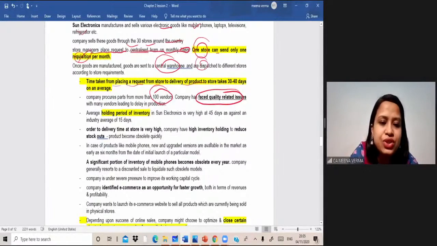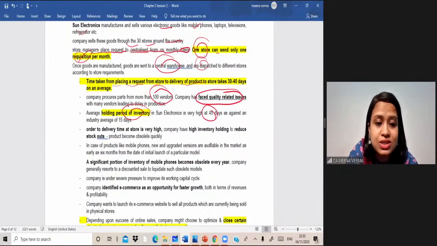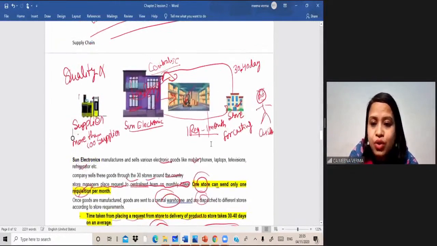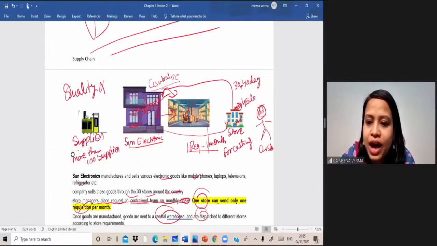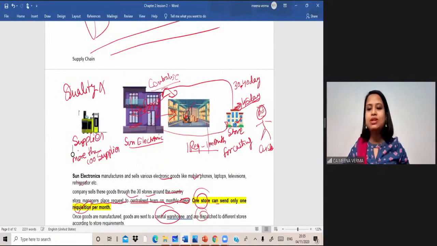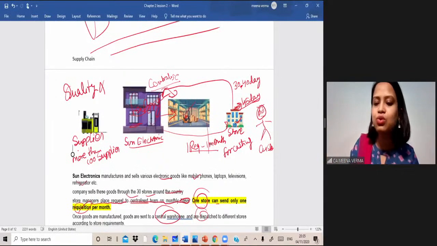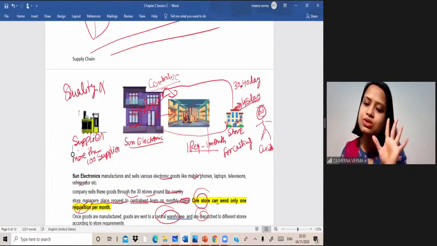Then what else is mentioned here? The average holding period of inventory is 45 days, against the industry average holding period of 15 days. So these stores are holding the inventory for 45 days, while other business organizations in the same industry are storing the inventory just for 15 days.